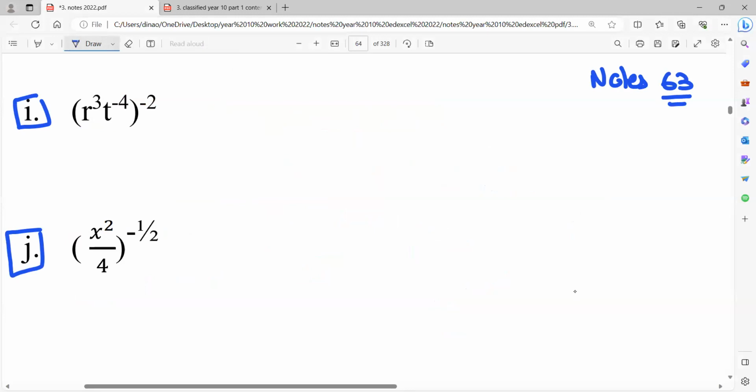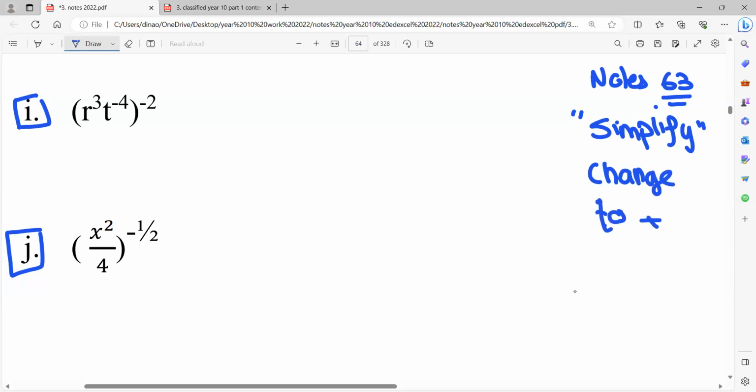Please, guys, don't forget this part at all. But the 1 never causes a problem. Let's just focus on this question over here. Of course, the questions will always be simplified, but let's assume that my objective is to change to positive power. Let's assume this is the question.